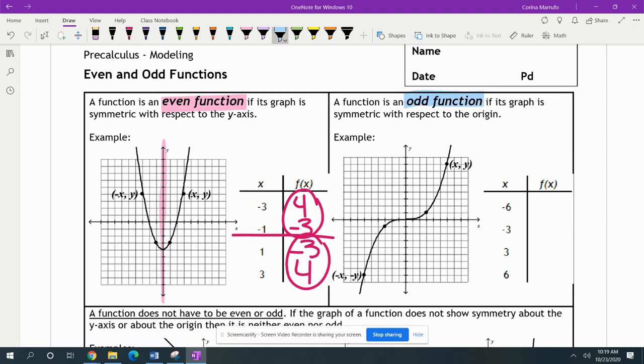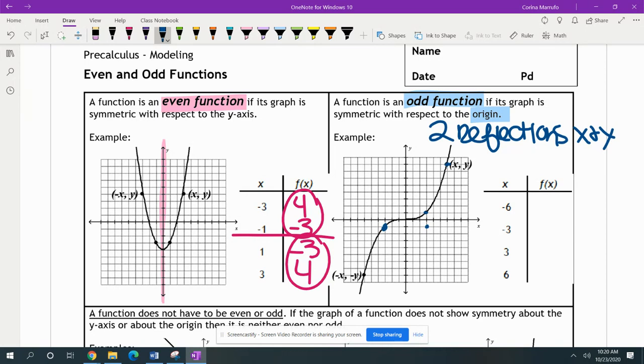if its graph is symmetric with respect to the origin. So if it is symmetric with respect to the origin, so here is an example. Now, when we do symmetry across the origin, not only do you have to reflect across the x-axis, I'm going to take this point and reflect it across the x, but you reflect it across the y and you land back onto the same point. Okay, so you have two reflections on here. Two reflections that you need to make. Okay, across the x and the y.